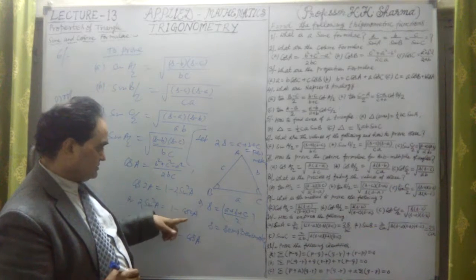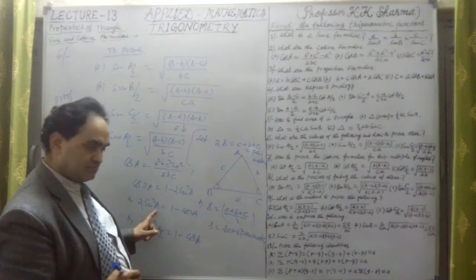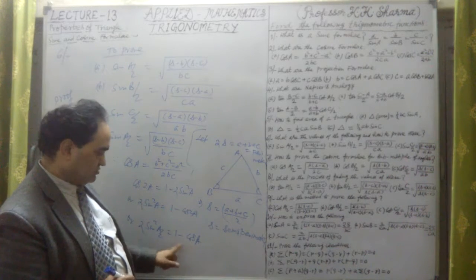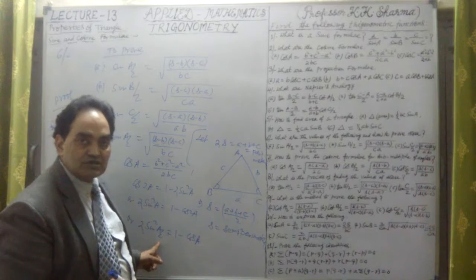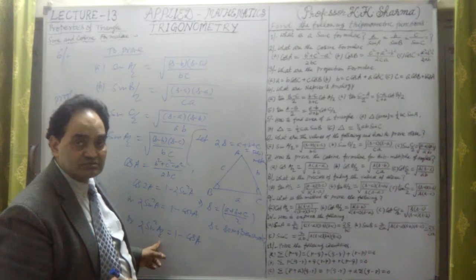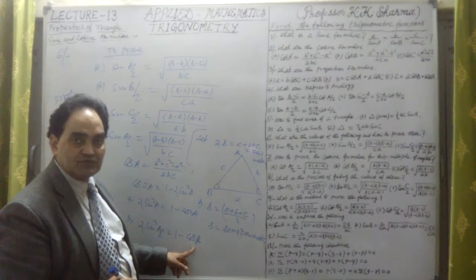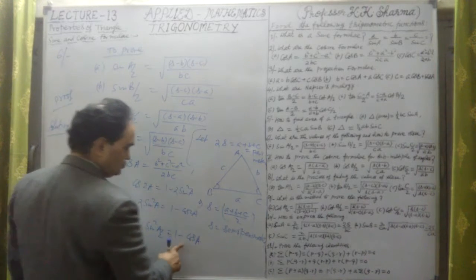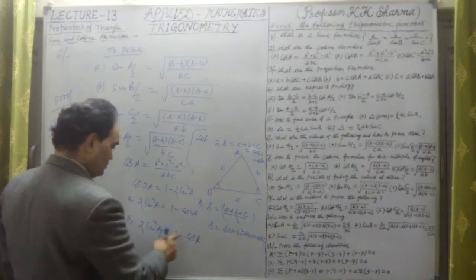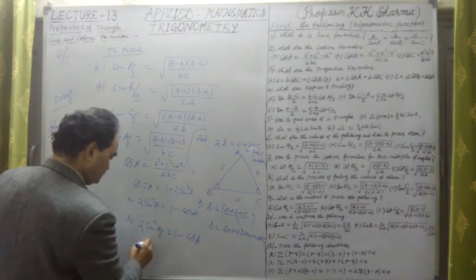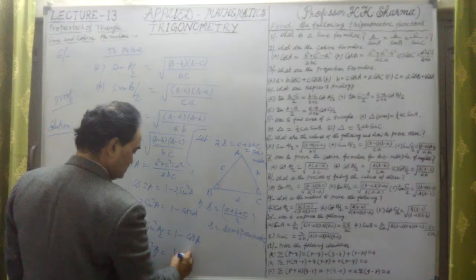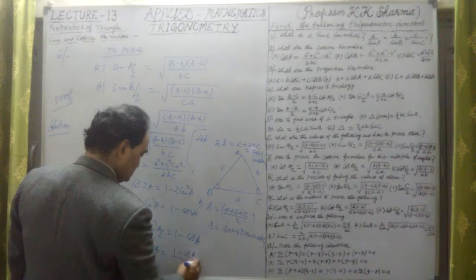Then the angle is double here, here it is single. If it is single, then it will be half. If it is single, 1 minus cos a, then it is half. The angle is half, so this is a single angle. Okay, so the value of 2 sine square a by 2 is equal to 1 minus cos a. Or we can write it as sine square a by 2 is equal to 1 minus cos a upon 2.